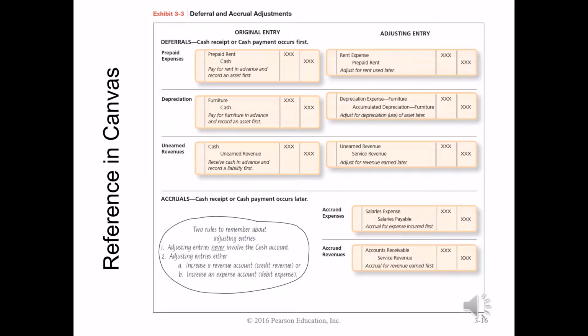Your book provides a really good guide to end of the month adjusting journal entries, both accruals and deferrals. This is provided to you also in Canvas as a handout, and I would recommend that you go and get that if you do not already have one.